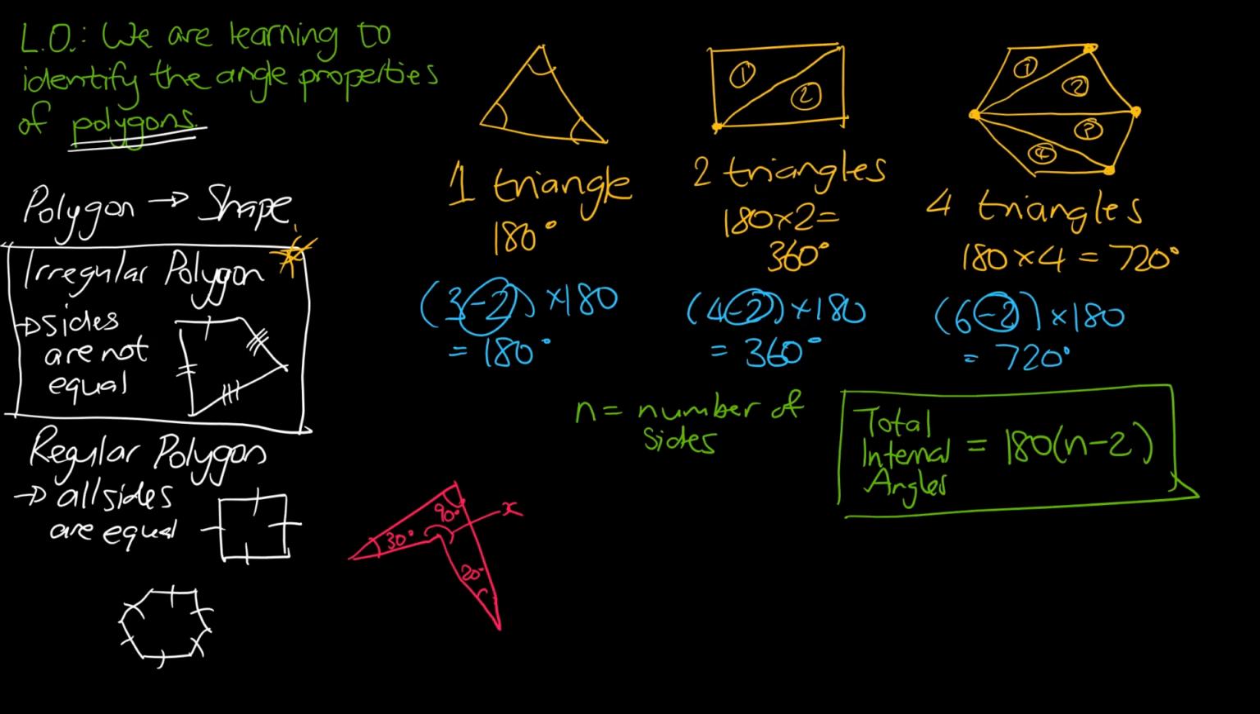So the first step would be, how many sides are there? So we've got 1, 2, 3, 4. We've got 4 sides. So if we apply that to the formula, total internal angles is equal to 180 degrees times 4 minus 2. So that actually was similar to the rectangle that we looked at before. So that's going to be 180 times 2. So that means the total internal angles of that shape must add up to 360 degrees.